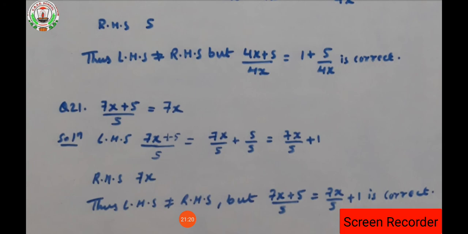Okay, now looking at the RHS part, that is 7x. It can't be proceeded, isn't it? So looking at the LHS and RHS, we can say that both LHS and RHS are not equal, but the correct mathematical statement will be 7x plus 5 upon 5 is equals to 7x upon 5 plus 1. It is a correct mathematical statement, but what is the error in this? The error is 7x. Have you understood, everyone?